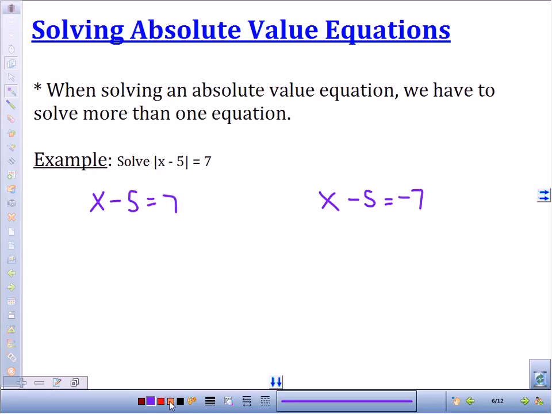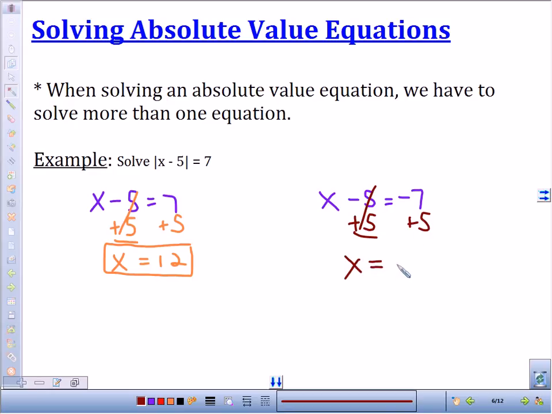Now when I solve these equations, we've done this before. Add 5 to both sides. We get x equals 7 plus 5 is 12. So one of my solutions is 12. On the other side, add 5 to both sides, and get x equals negative 7 plus 5 is negative 2. That is my other solution. Both of these numbers are solutions, because if x is 12, it still creates a true equation. If x is negative 2, again, it's still a true equation.